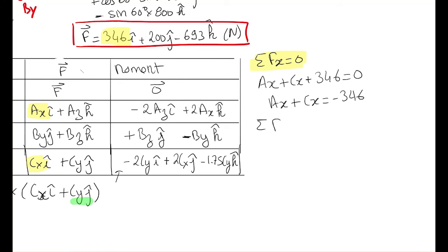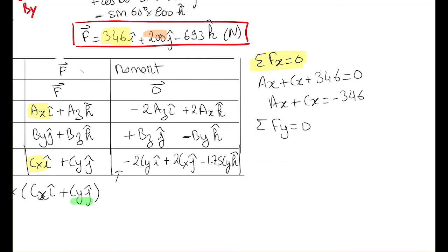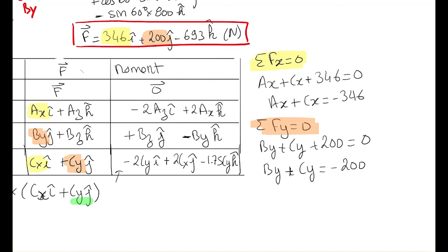Sum of the forces on Y is equal to 0. Let's arrange. So on Y, we have the minus 200 there, the BY, and the CY. So it's BY plus CY plus 200, it's equal to 0. So BY plus CY is equal to minus 200. Okay, so that was the FY.